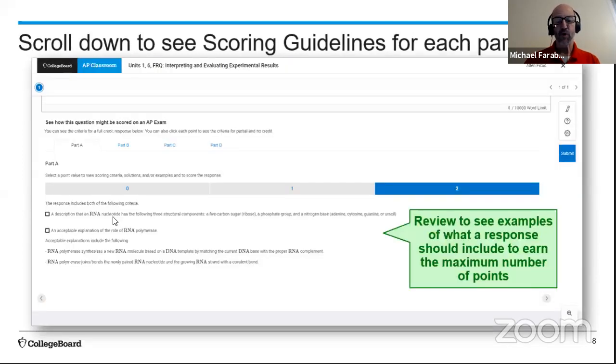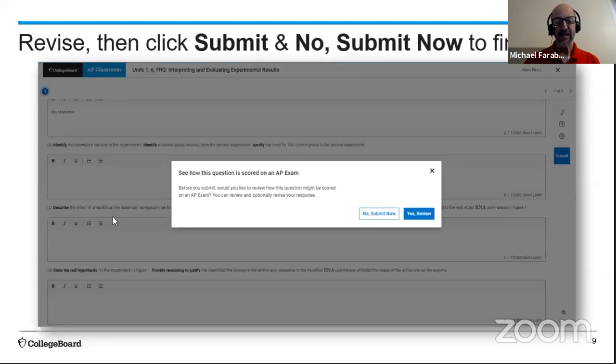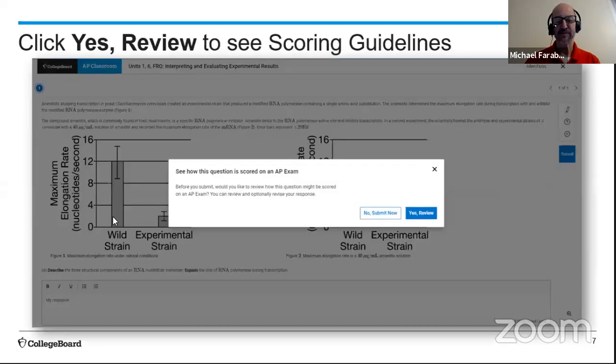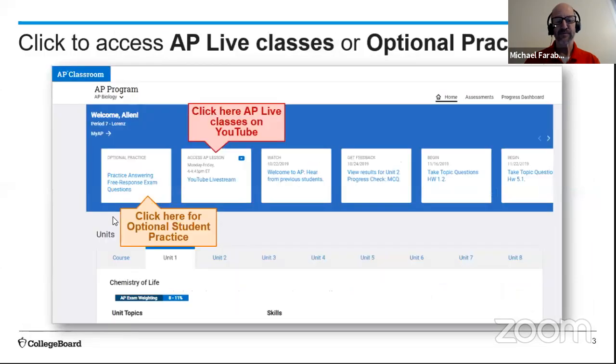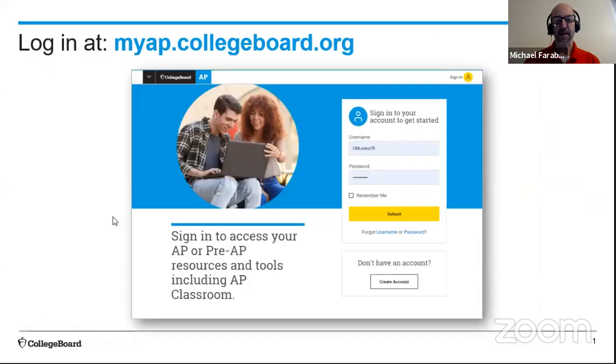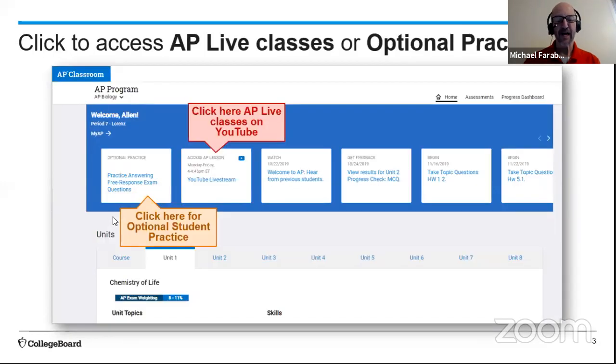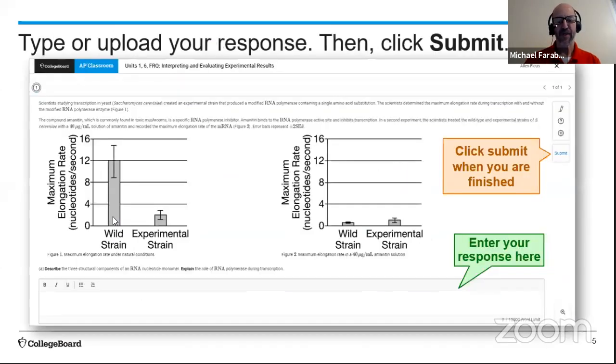Now, once you look through the scoring guidelines, then you can decide to modify your answer. And then when you click submit, you would say, okay, I've already reviewed, click submit, and then no, submit now. And then your teacher will have access to that question you submitted. So again, those are good practice problems. Okay, so again, you would log in at myap.collegeboard.org. Click on AP Classroom, click on the optional student practice problems, and then you can work on that.